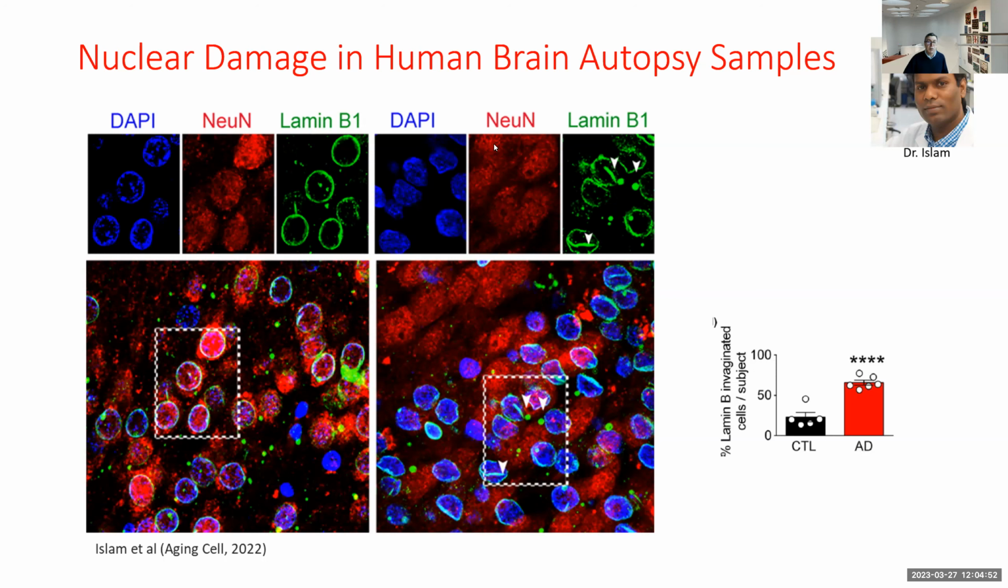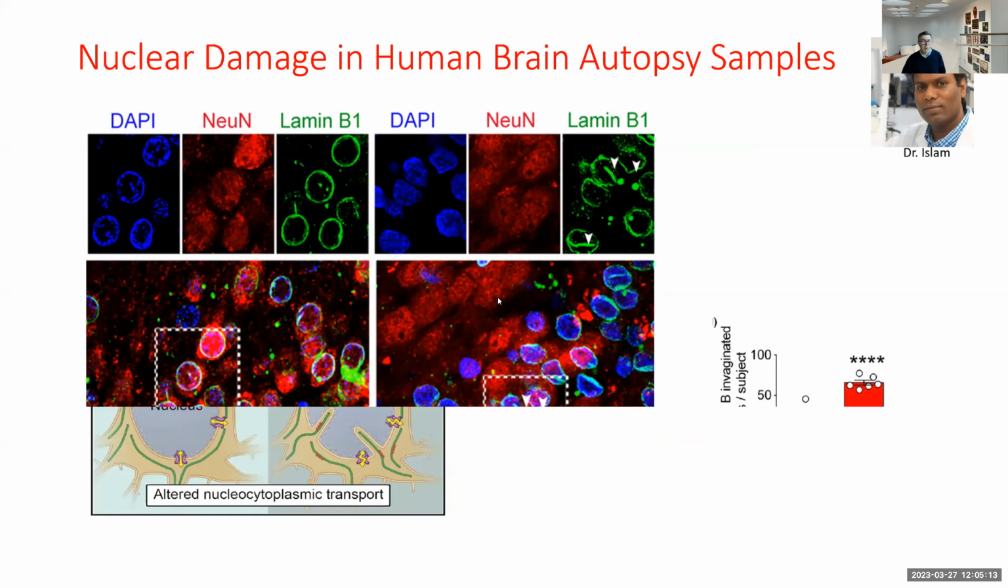And what we see in deceased patients is that about 65% of the neurons have invagination of nuclear lamina inside, and they look like kind of coffee beans. These data have been recently published.